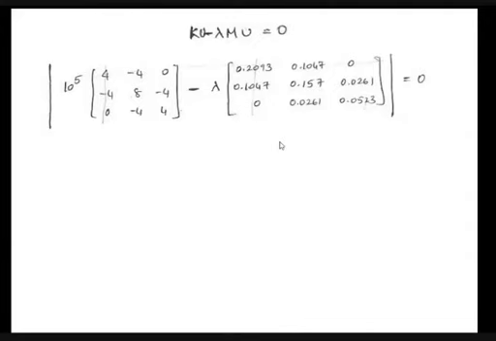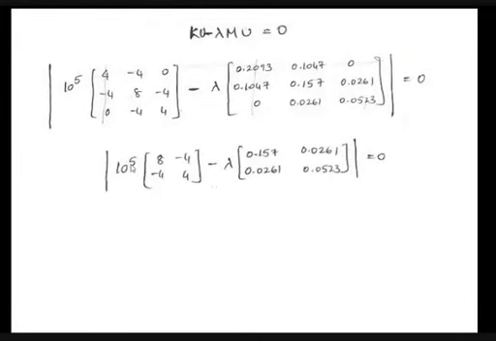So if it is fixed at first node, the corresponding rows and columns will be eliminated. So the first row and the first column of both the matrices are eliminated. So what I'm left with is 10 to the power of 5 times [8, -4; -4, 4] minus lambda times [0.157, 0.0261; 0.0261, 0.0523].